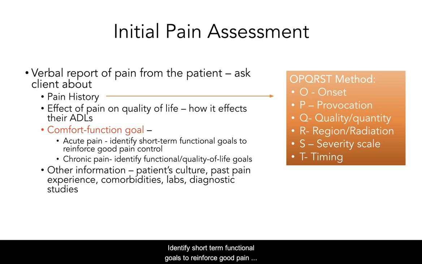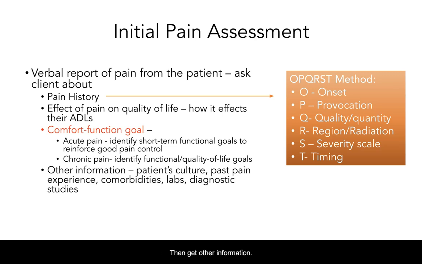Acute pain, for example, identify short-term functional goals to reinforce good pain control. With chronic pain, identify functional quality of life goals. For example, how much pain are you willing to tolerate, right? It's not a challenge. We're just saying, okay, how much pain can you tolerate without it affecting your functionality? Like, can you function with a pain level of 2 out of 10, right? Or is that difficult for you? Does it slow you down? Does it stop you from doing your activities of daily living? So that's what comfort functional goals are for.